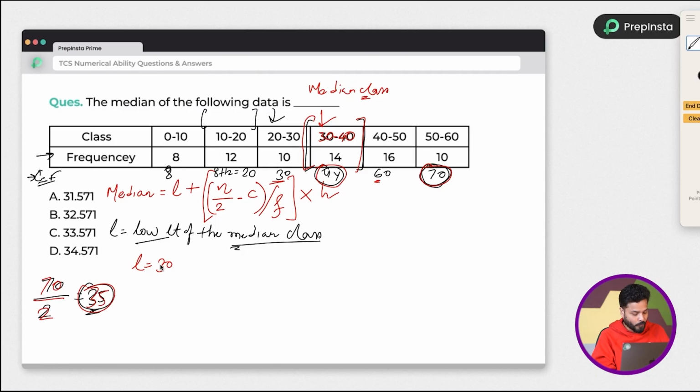Yes. Now what is N? I've already mentioned it. N is basically the total number of elements, so N is 70. Got that? What is C?